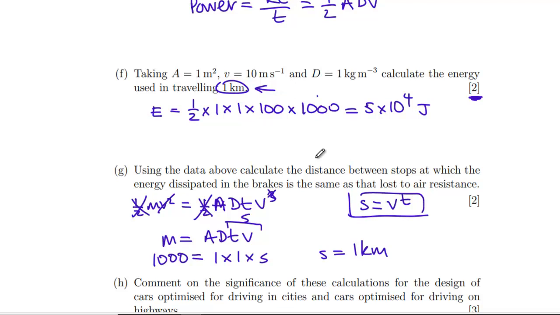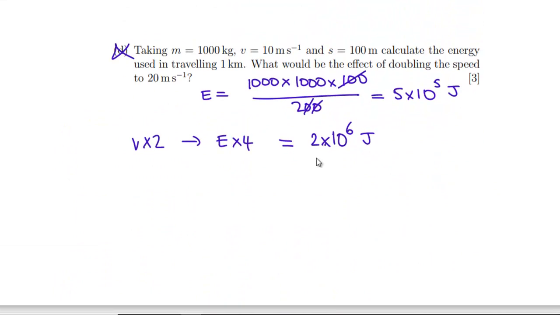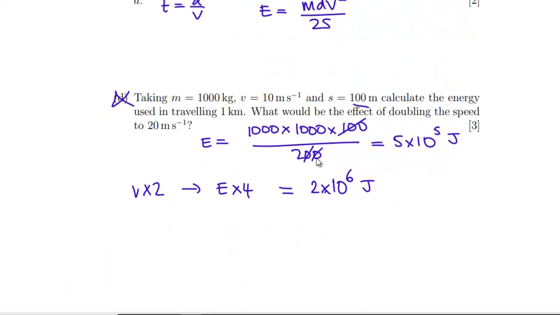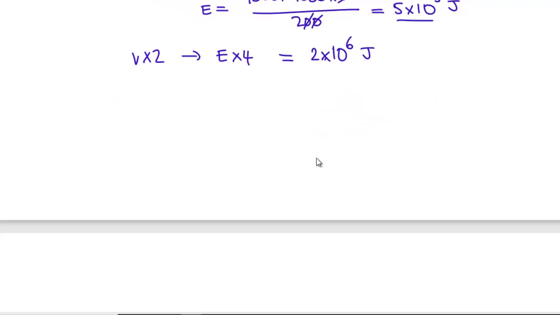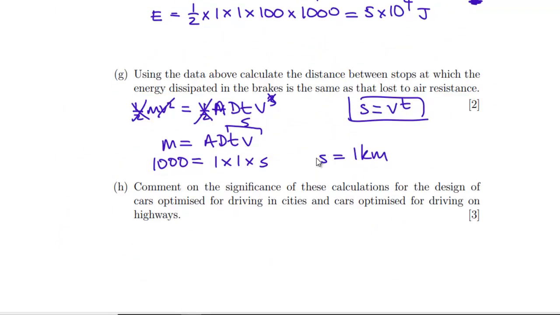Obviously, they're not the same here because we had 5 times 10 to the 5 when we were looking at this before. Now we've got 5 times 10 to the 4. So we need to change that S value. What have we actually worked out back here? That was with S is 100 meters. We had this 5 times 10 to the 5. So we're changing these things around to get the energies being the same as each other.